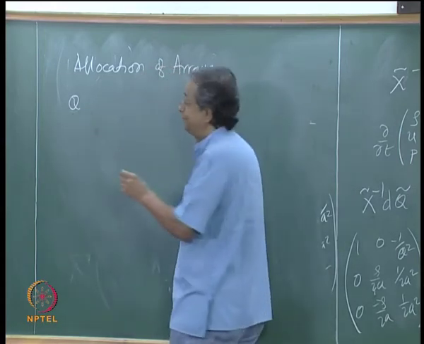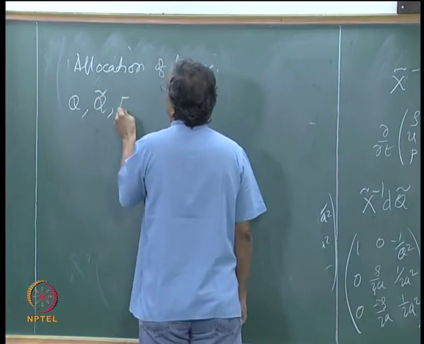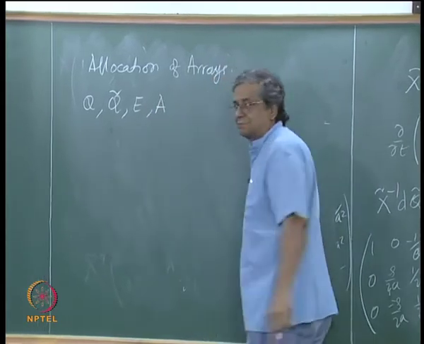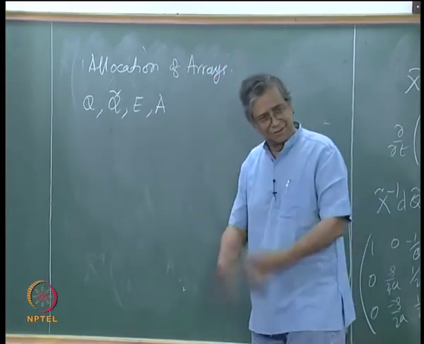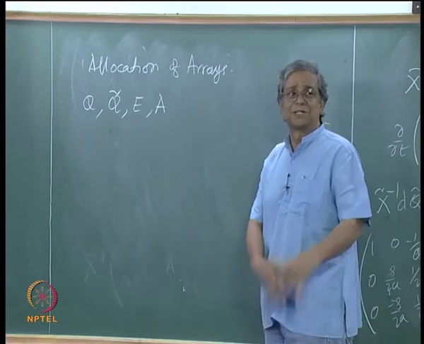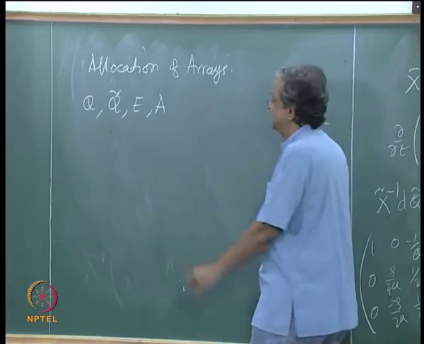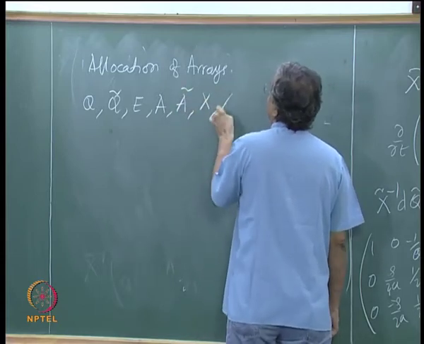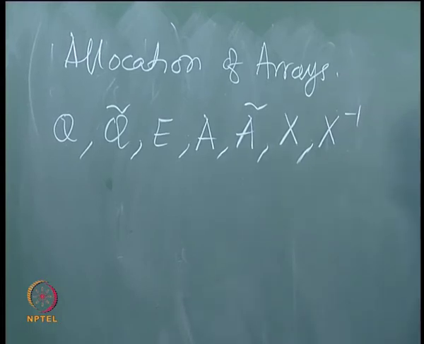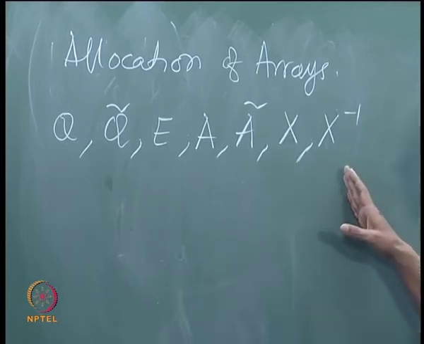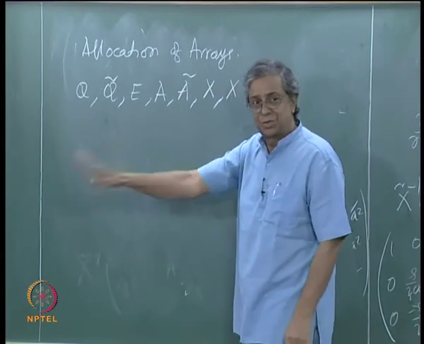Allocate Q, allocate Q tilde, allocate E. These days we are not worried that much about memory, so I will just tell you all the things for the one dimensional case that you can allocate. You will worry about memory when you get to multi-dimensional flows, which is not part of this course anyway. A, if you want A tilde, X inverse. Very often we calculate them as required, but first you allocate, and make sure that you are able to do this.